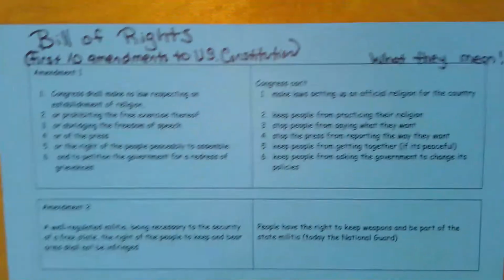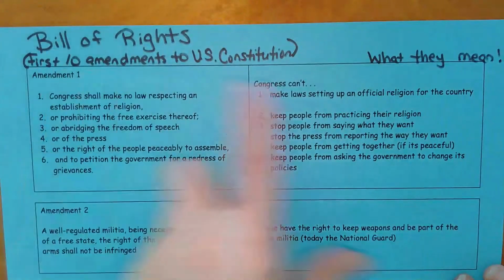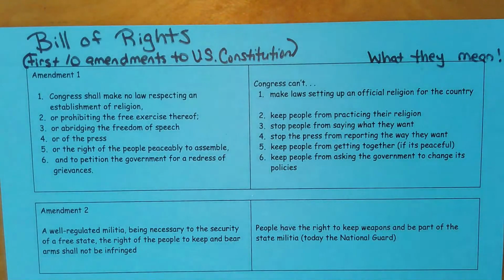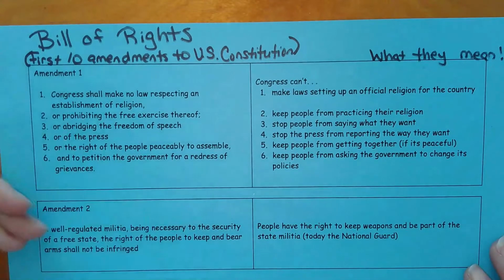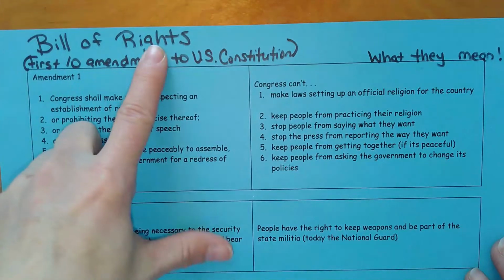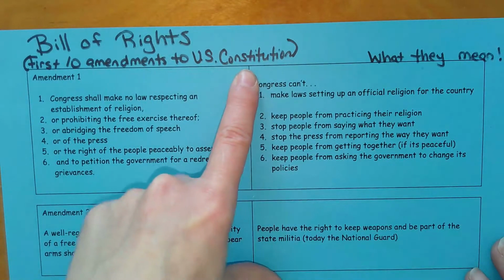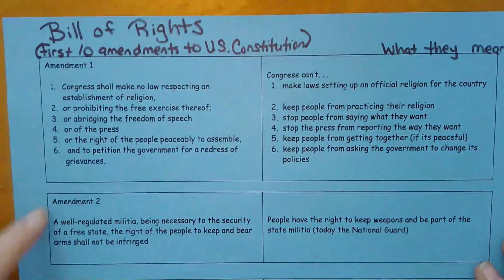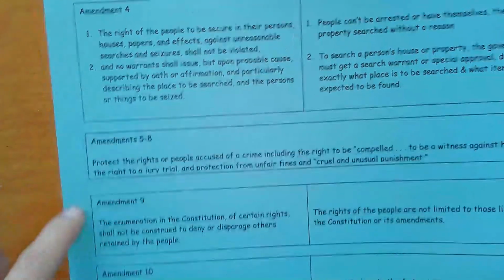You should have a bright blue sheet of paper like this in your packet. First thing you are going to need to do is add to the title here. What you have on both sides of this paper are bits and pieces, quotes from the Bill of Rights. These are the first 10 amendments to the United States Constitution. That's why it says Amendment 1, Amendment 2, Amendment 3. And on the back side we have 4, 5, 6, 7, and 8 are all put together, 9 and 10.